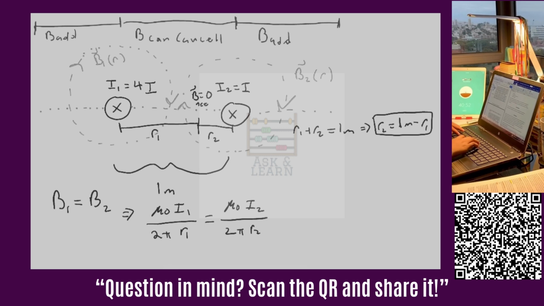But remember, a few things here can cancel across the equal sign, our mu naughts and our 2 pi's. So we're left with a nice ratio of currents to distances, but also remember, we want to solve for R1, and we have an expression for R2 in terms of R1. So we're going to plug this into here and rearrange this equation. Ultimately, we have I1 divided by R1 is equal to I2 divided by (1 meter minus R1). Now, in order to solve for this, I'm just going to flip the reciprocal and solve for R1. So if I flip the reciprocal here, I get R1 over I1 equal to (1 meter minus R1) over I2.